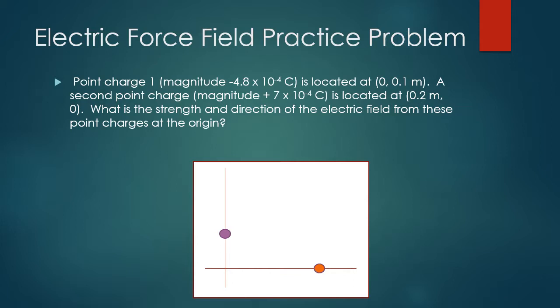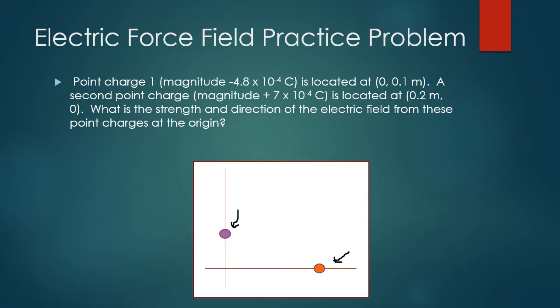So I've got 2 point charges on an XY axis. Point charge 1, which is this purple one here, has magnitude negative 4.8 times 10 to the negative 4th coulombs, and it's located at 0, 0.1 meters, so 0.1 meters up on the y-axis. A second point charge, magnitude 7 times 10 to the negative fourth, so slightly larger, is located at 0.2 meters on the x-axis and 0 on the y-axis.